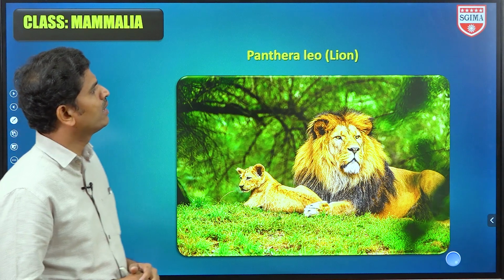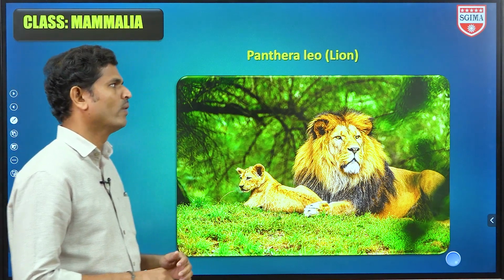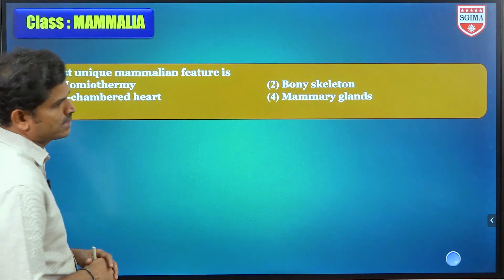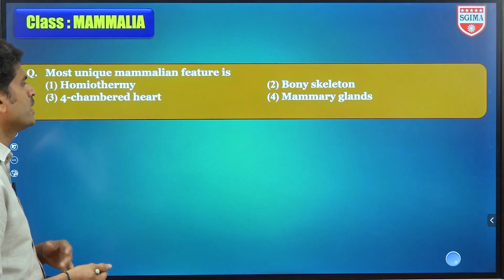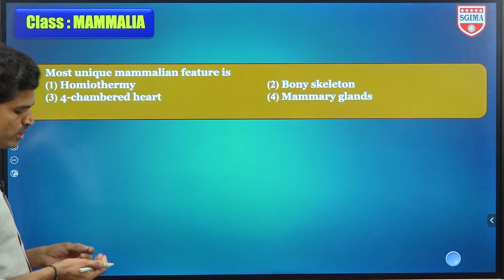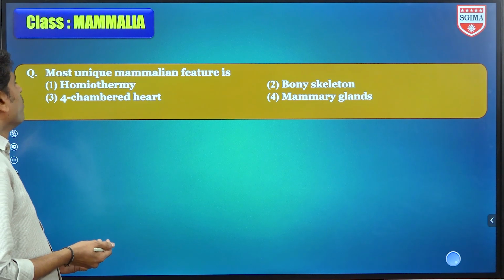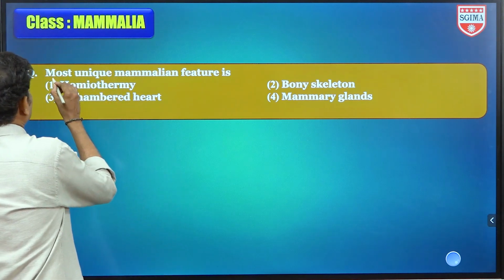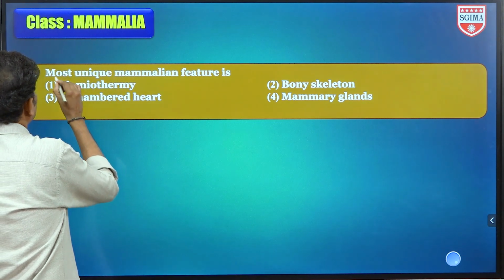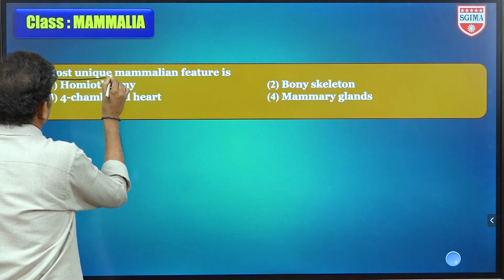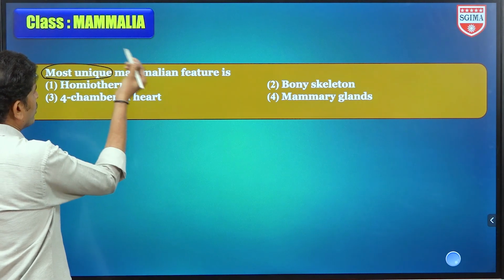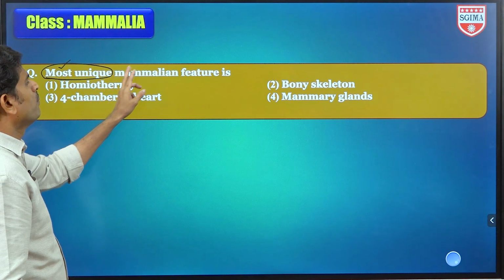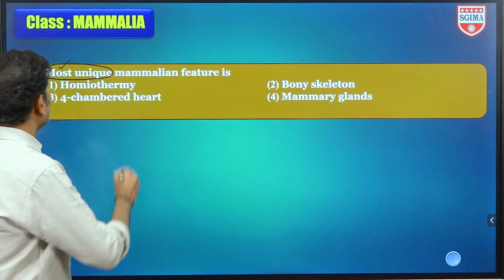Now time to recall the knowledge we acquired. So let us see the questions they have given. Yes, read the question and choose the correct option. First question, most unique mammalian feature is. Here I clearly mentioned the word most, that is what is asked. So most unique mammalian feature is which one?